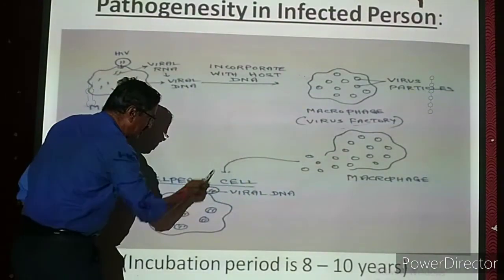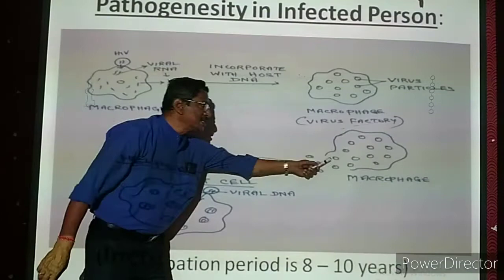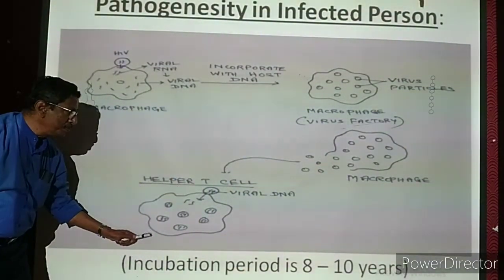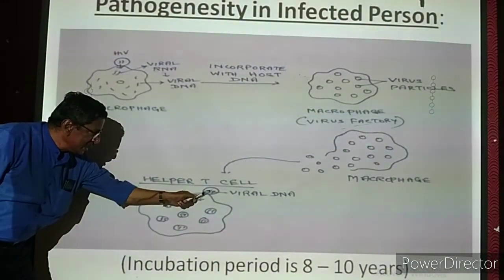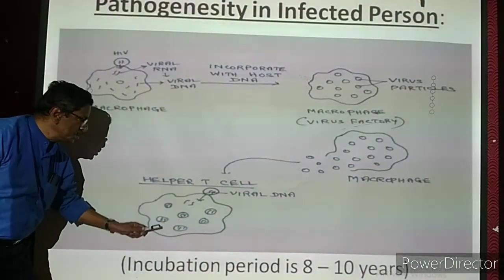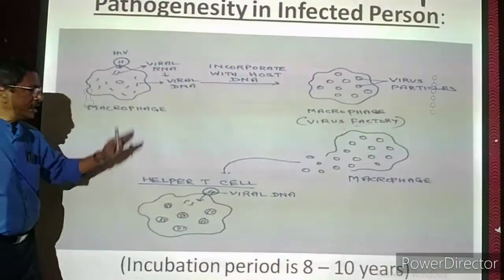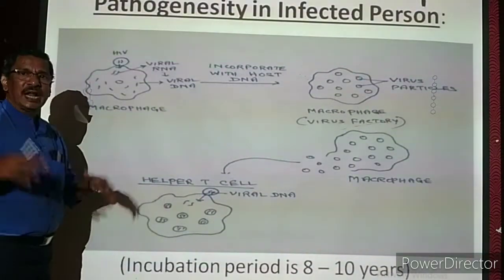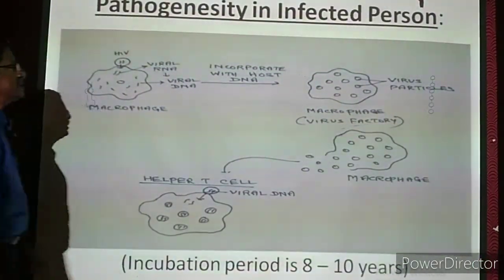Again the viruses are entering into helper T cells. The viruses which are released from macrophages will go to the helper T cells, and it is the same process once again. The RNA will be injected, then new viruses will be produced, so the helper T cell will die. If the helper T cells are dying, then the immunity level will go down. This is the way our white blood cells are gradually destroyed, so our immunity level is gradually decreasing.